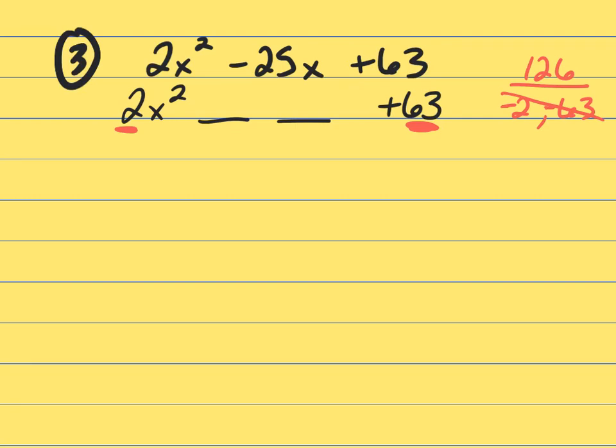Anybody got any other guesses? Negative 6 and negative 21, right? Now, they multiply and give me 126, but do they combine to give me negative 25? No. So I can't use those. Any other guesses?